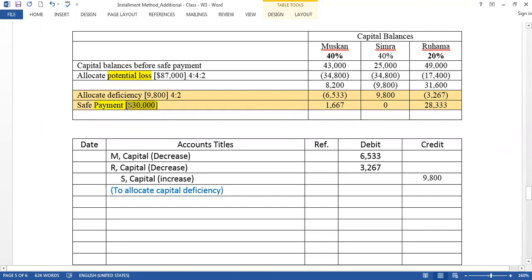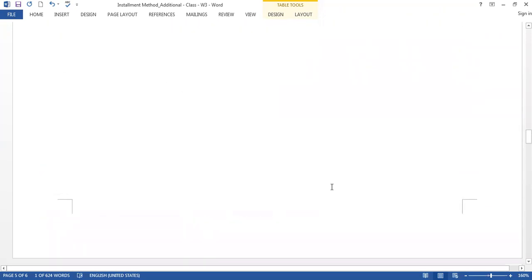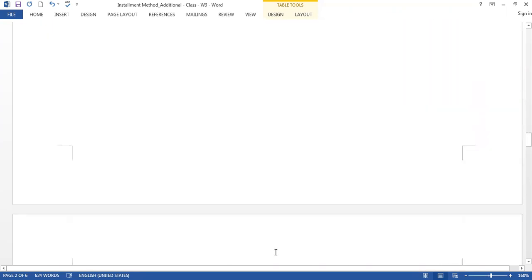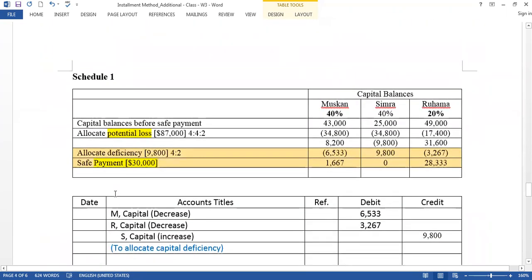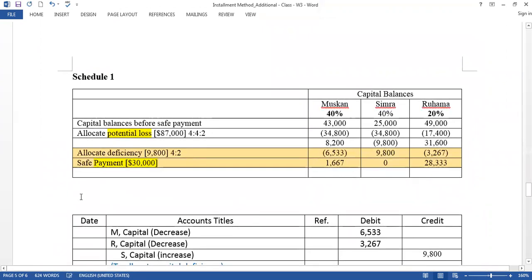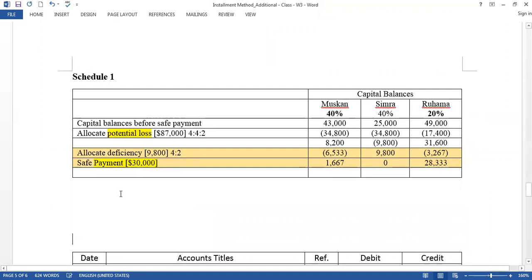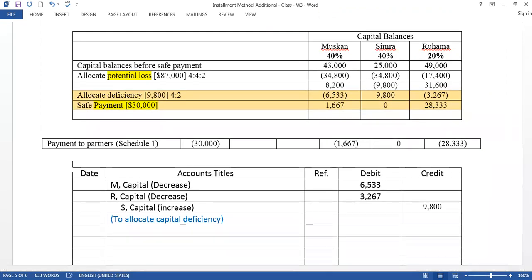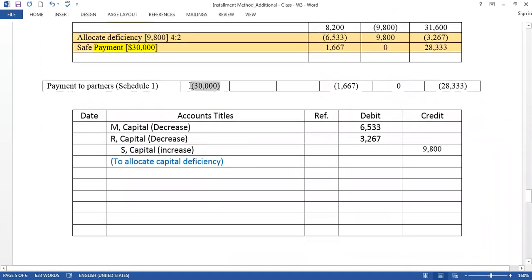We are going to pay $30,000 because this is the safe payment. We are going to pay $30,000 cash. Muskan will receive this money, right? And Ruhama will receive this money. And I also told you that whenever you receive money, that means if I copy this one also, look at here, I am going to pay cash $30,000. That means business is going to pay cash $30,000 and they receive this money, right?